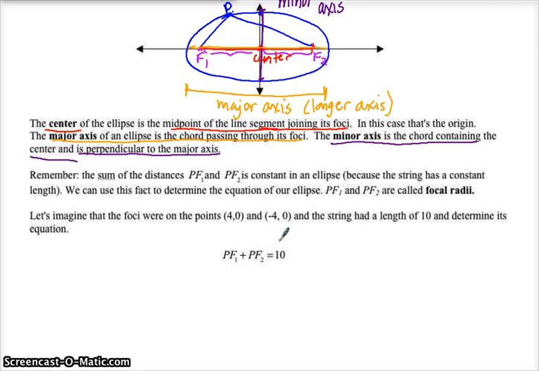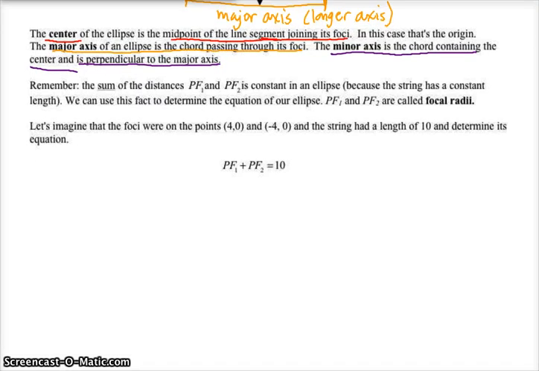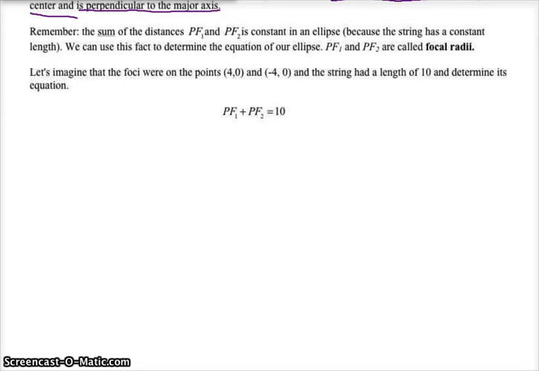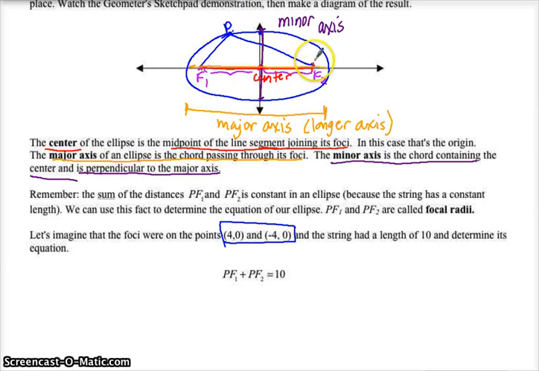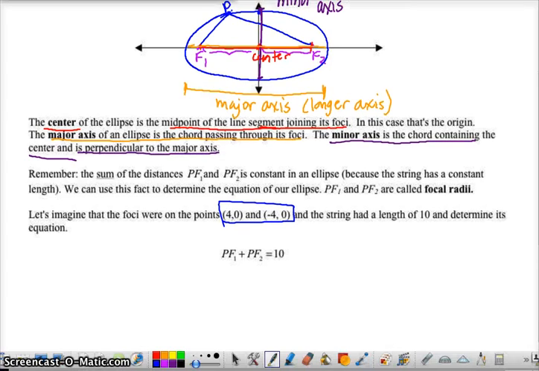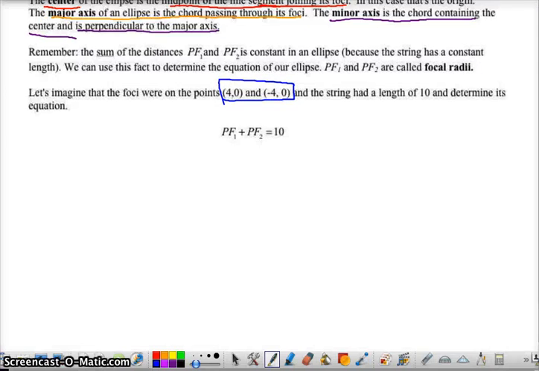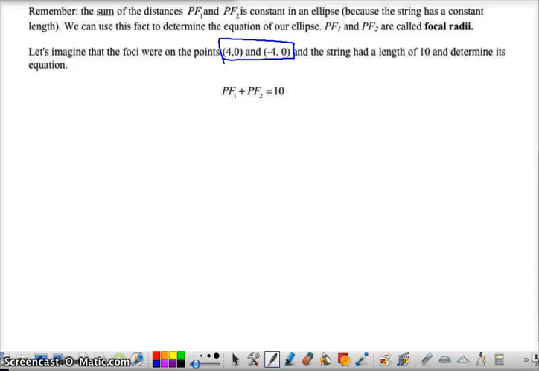Now let's see what happens using our distance formula. Okay, so this time I'm saying, let's imagine the foci were on points (4, 0) and (-4, 0). So up here in my diagram, we would then say this is (4, 0), and this is (-4, 0). And I'm telling you that the distance, or these lengths, these two things added together is 10. So let's do it. Let's put it in our distance formula.